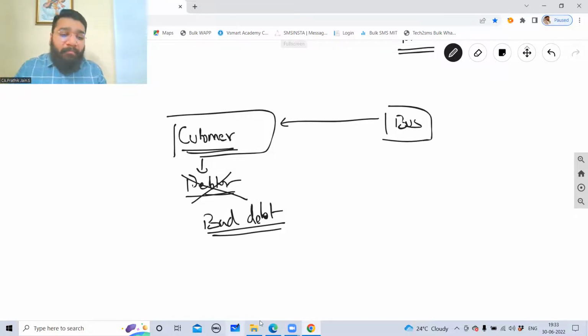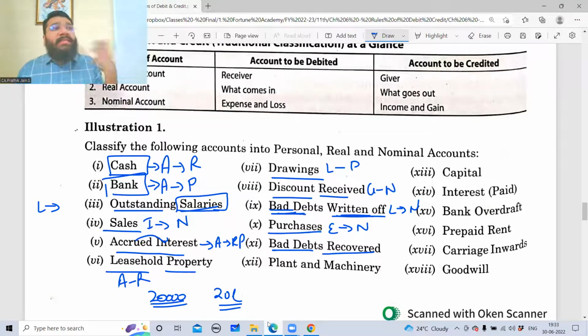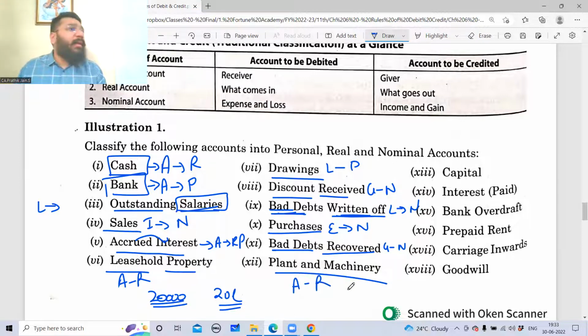So what is the flavor here? Bad debt recovered. The loss is recovered. Recovery of a loss, isn't it a gain for you? So this is a gain. The flavor of gain: nominal account. Plant and machinery: asset, real account.